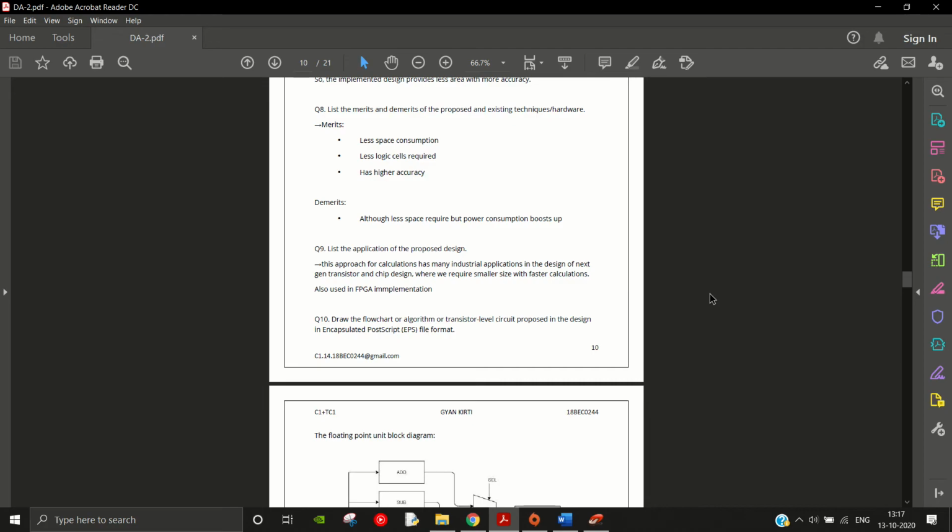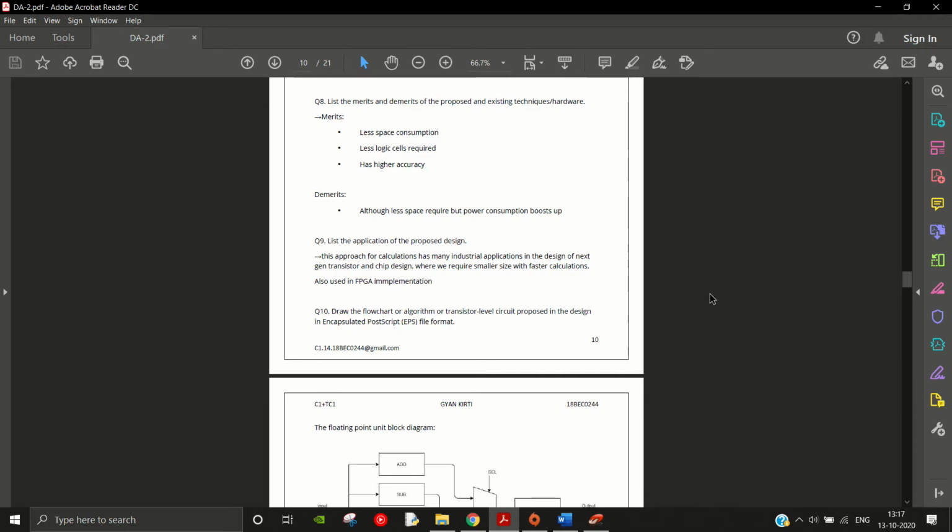Next question was to list the merits and demerits of the proposed and existing architecture hardware. Merits are less space consumption, fewer logic cells required, and higher accuracy. Demerits are that although less space is required, power consumption goes up.